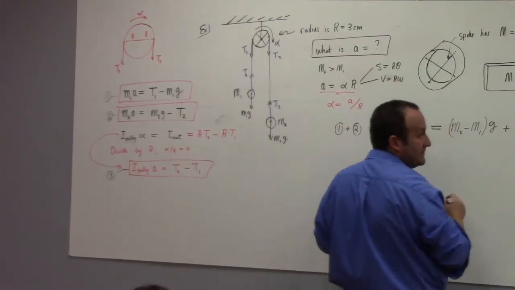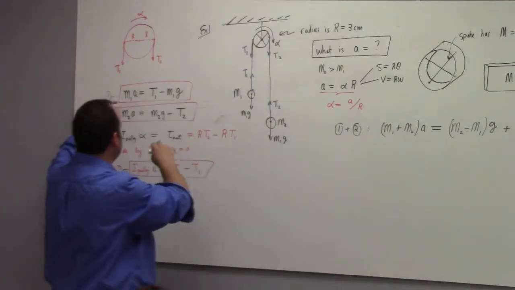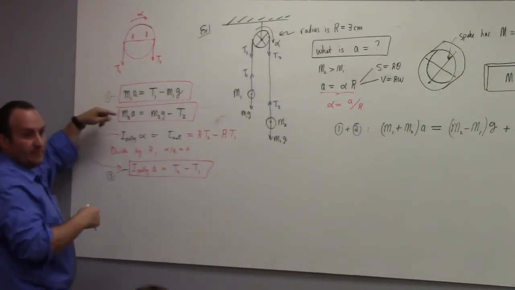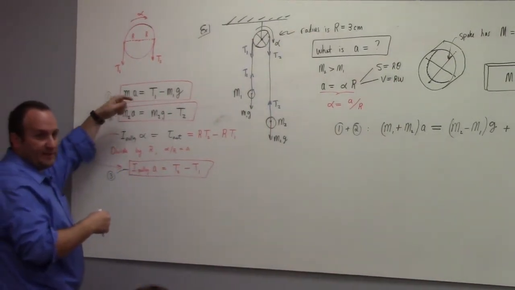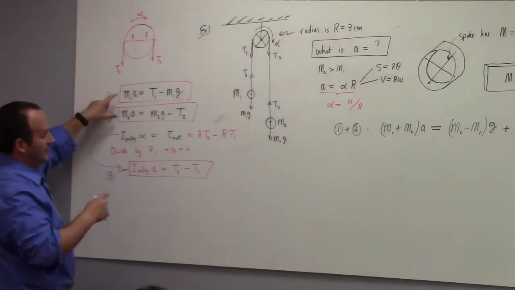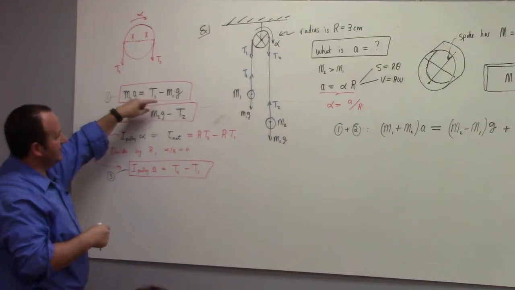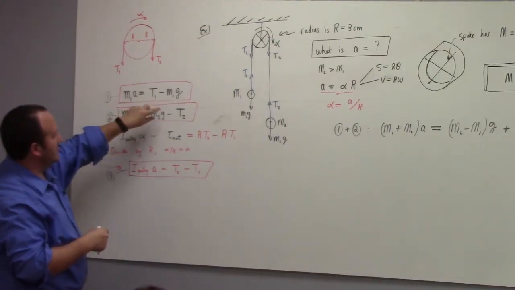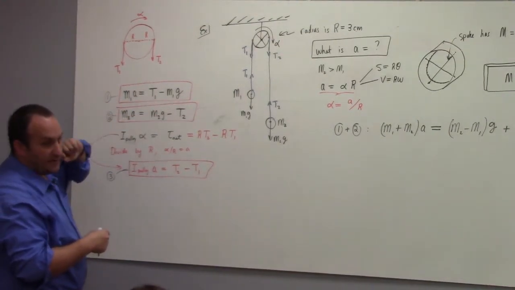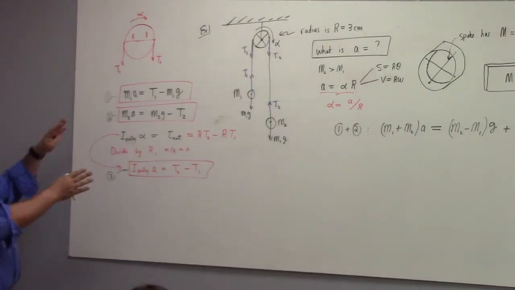Do you guys understand what I just did there? I just took these two equations and I added them. Add the left-hand side to the left-hand side, add the right-hand side to the right-hand side. So we get M1 plus M2 times A on the one side, and we get the difference of the masses, M2 minus M1, plus T1 minus T2 on the right-hand side. Does everybody track what I just did there?